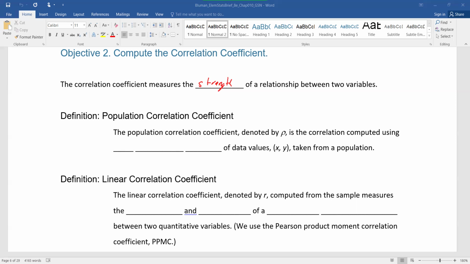All right, so the definition of the population correlation coefficient. The population correlation coefficient is denoted by the lowercase Greek letter phi, pronounced phi, and it's a lowercase p-looking symbol. This is going to be the correlation computed using all possible pairs.